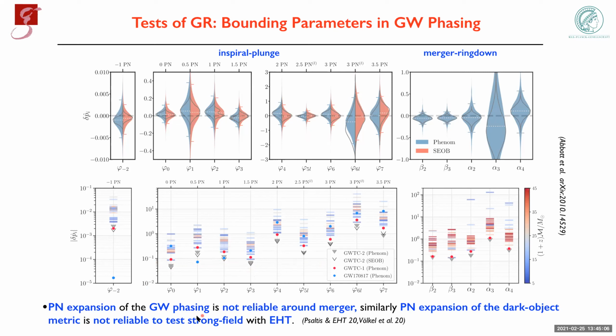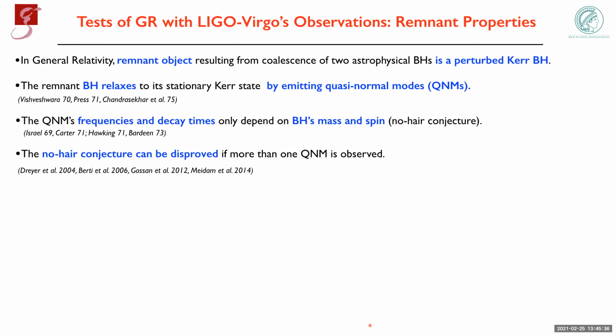I want also to highlight, this was also stressed by Enrico yesterday, that we don't use the post-Newtonian expansion in the phasing close to merger. We do something else, as I was explaining, because it's not reliable. Similarly, the post-Newtonian expansion of the dark object metric would not be reliable to test the strong field with the Event Horizon Telescope. And this was also discussed in this paper by Enrico Barausse and collaborators, and also yesterday by him.